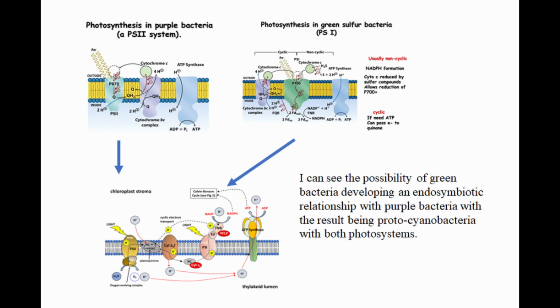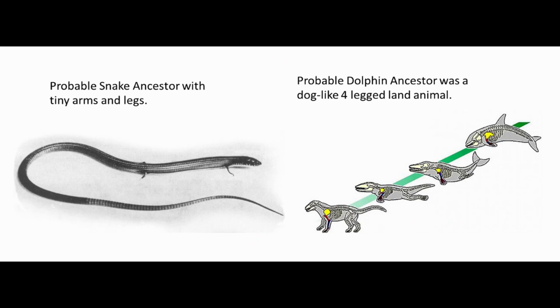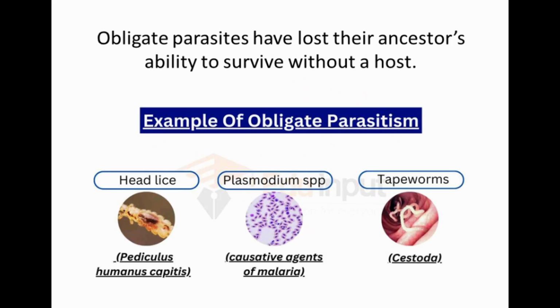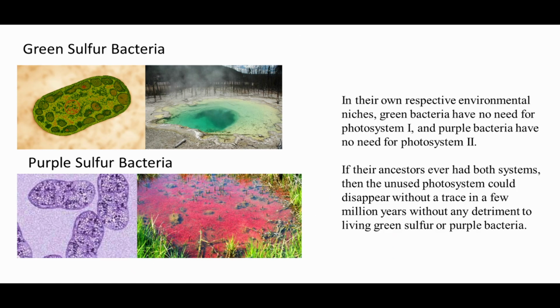On the other hand, I do not discount loss of functions. For example, snakes and dolphins have lost limbs. In humans, our tail, appendix, and tonsils all have lost function that some ancestor may have needed. Many parasites have lost all functions that would make them independent of their host. So, in their own respective environmental niches, green bacteria have no need for photosystem 1, and purple bacteria have no need for photosystem 2. If their ancestors ever had both systems, the then unused photosystem could disappear without a trace in a few million years without any detriment to living green sulfur or purple bacteria.